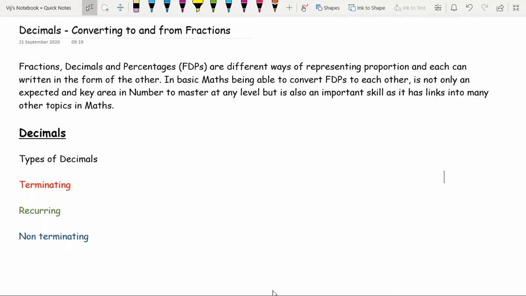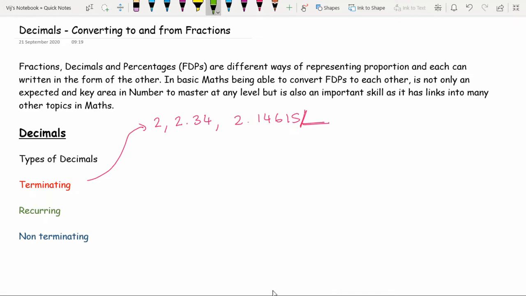So if we start with terminating decimals, a terminating decimal is basically a number that ends. So for example, 2 is a terminating decimal. 2.34 is a terminating decimal. Any number where it finishes, it stops, there are no numbers after a particular number, is a terminating decimal. So 2.14615 is a terminating decimal because there are no numbers that follow after the 5, that's where it stops.